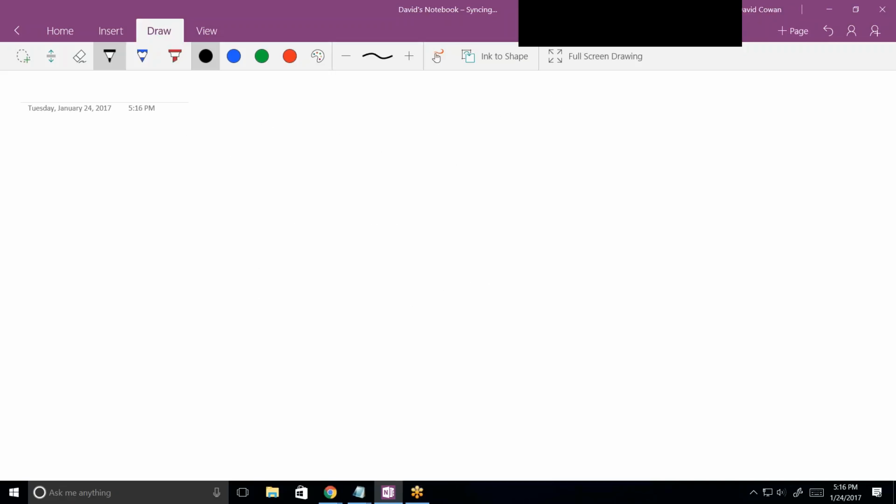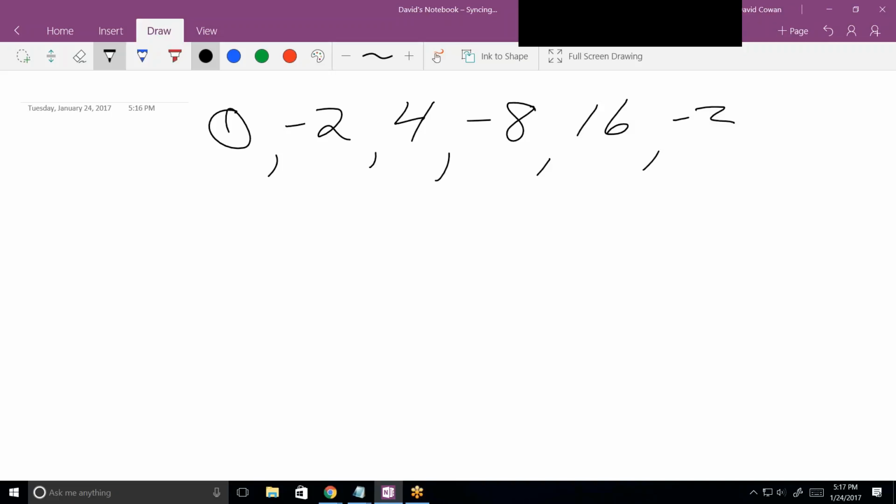Let me give you one. A sub 1 equals 0. Is this arithmetic or geometric? This is geometric. And what's the common multiplier? Times negative 2. Yeah, except not quite. I screwed it up.